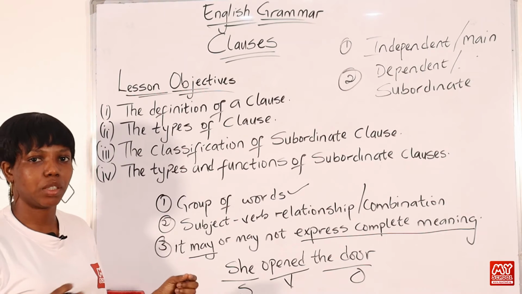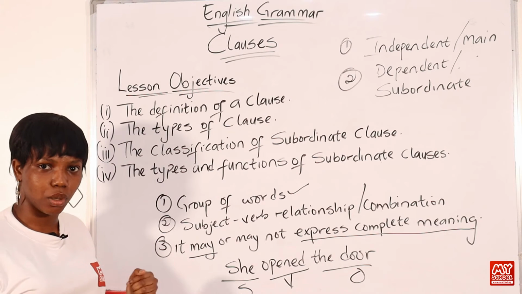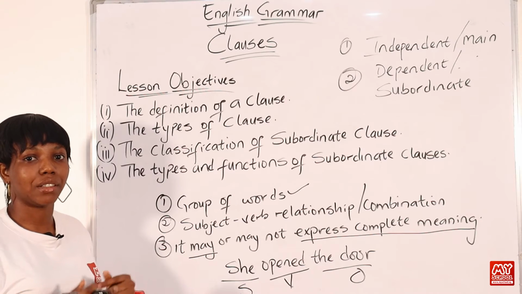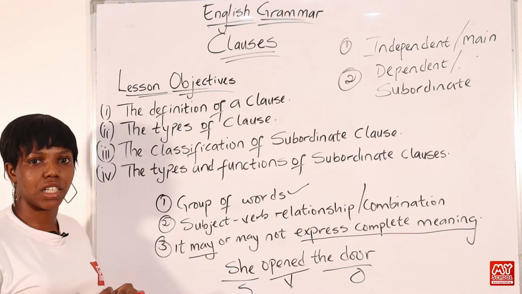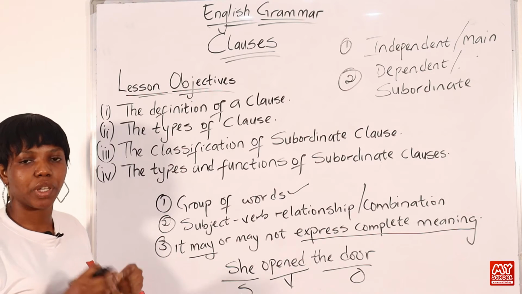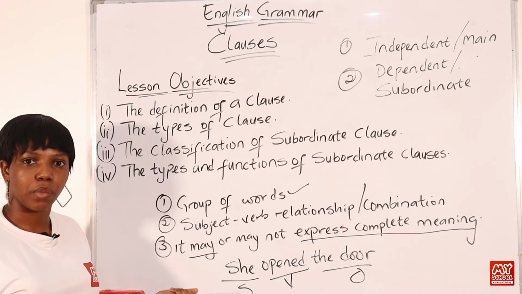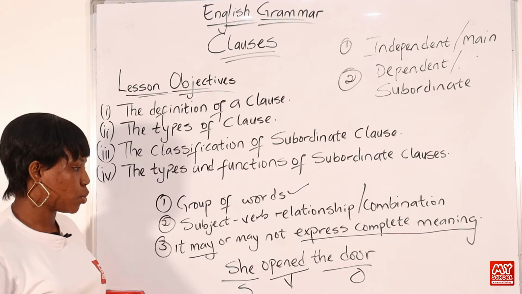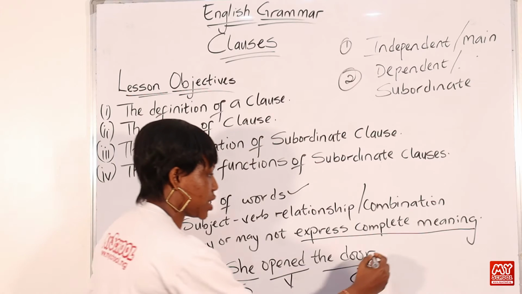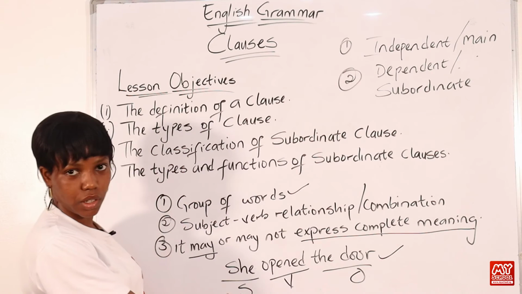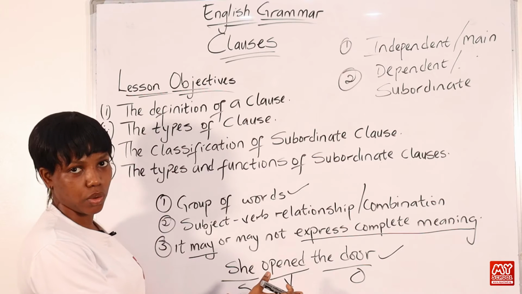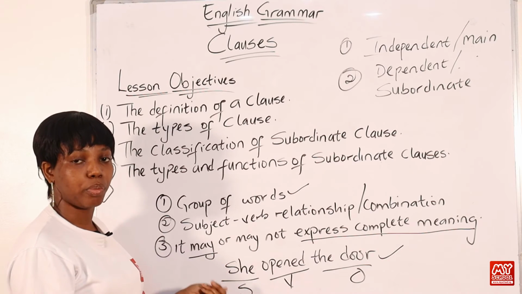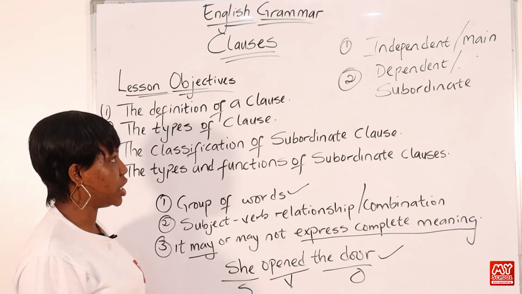Now think of the word independent. What does it mean? To be able to stand alone, to be able to do something by yourself. Now apply this in clause definition. So independent clause can stand on its own and can make a complete sense. So we can give this example, this simple sentence, a main clause, because it can stand on its own and it makes a complete sense. It expresses a complete meaning.